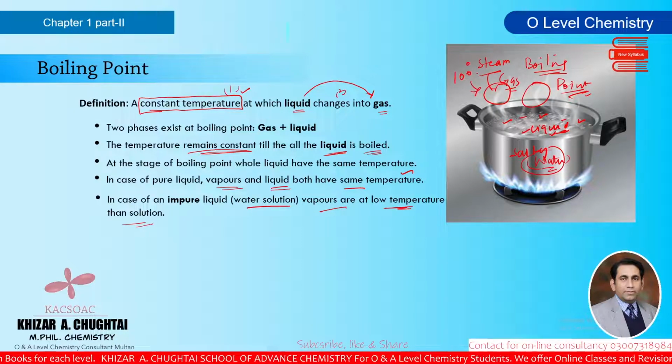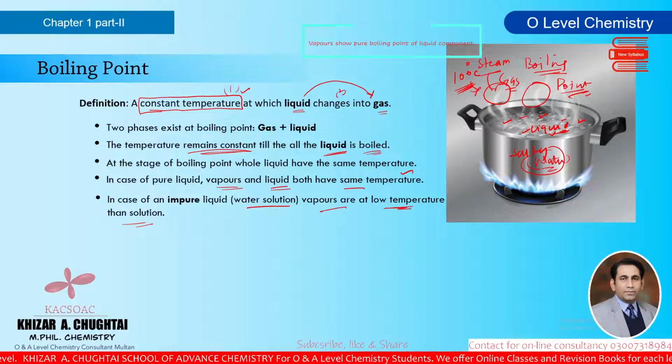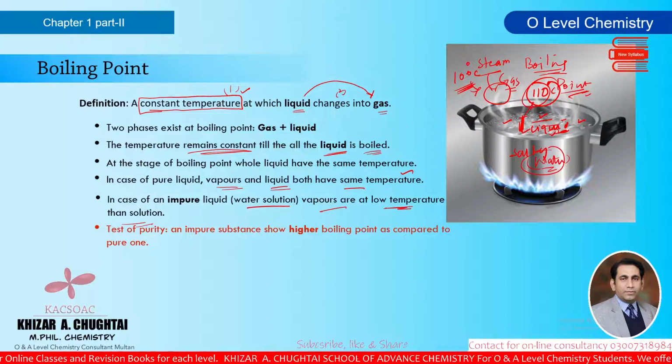Its temperature will be 100 degrees Celsius, and the temperature of this mixture may be 110 degrees Celsius. Because it has become an impure mixture, its temperature will be higher, and the temperature of the steam, the vapor, is lower. You can also use the boiling temperature as a test of purity or impurity. An impure substance shows a higher boiling point. I mean, impurity elevates the boiling point.